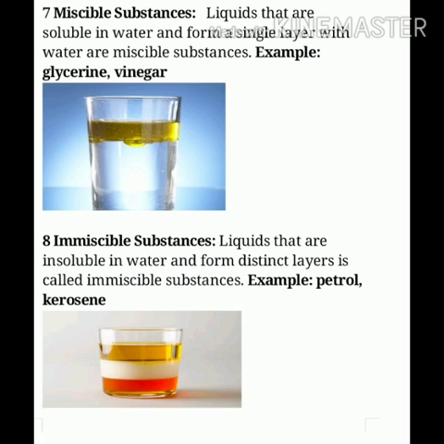Now let's study immiscible substances. Liquids that are insoluble in water and form distinct layers are called immiscible substances. For example, petrol, kerosene. Immiscible liquids basically do not dissolve in water. Instead of that, they form different layers with water. So this is all about the different properties of material on the basis of which they are categorized.